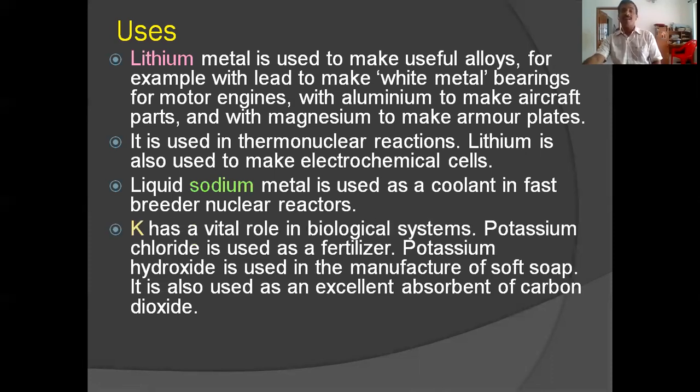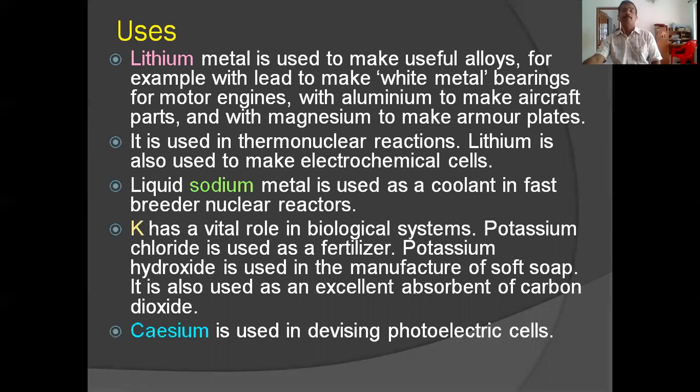Potassium has a vital role in biological systems. Potassium chloride is used as a fertilizer. Potassium hydroxide is used in the manufacture of soap, soft soap. It is also used as an excellent absorbent of carbon dioxide. In experiments to absorb carbon dioxide, we use potassium hydroxide solution. Cesium is used in photoelectric cells.